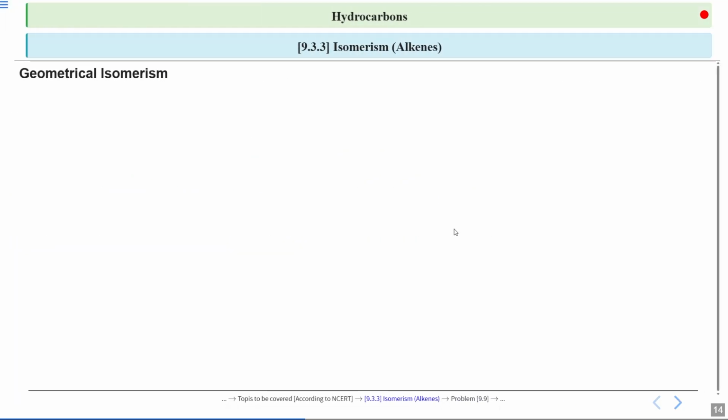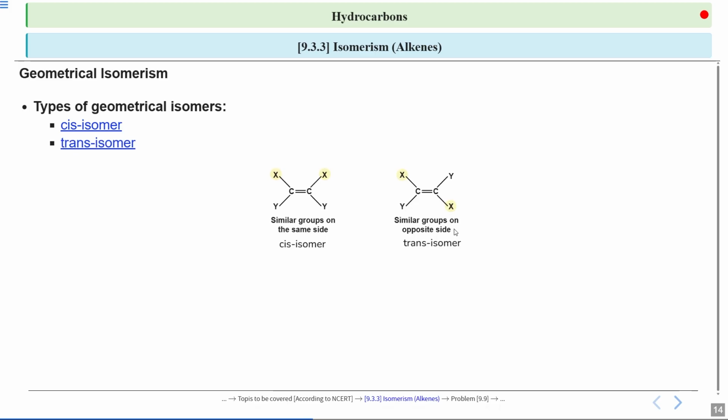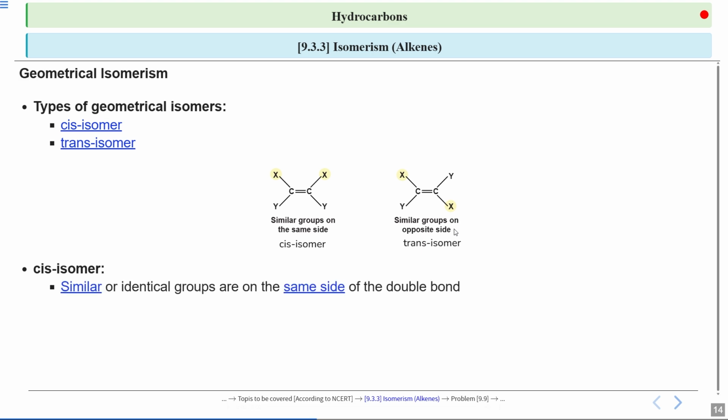Now, let us look at the different kinds of geometrical isomers. The first one is the cis isomer. The second is the trans isomer. Now, this is a quick image to show how the two isomers, cis and trans, are different. I hope you can clearly notice the difference occurring in both cases. If you consider the cis isomer, then the identical groups, like your X and X, are on the same side of the double bond.